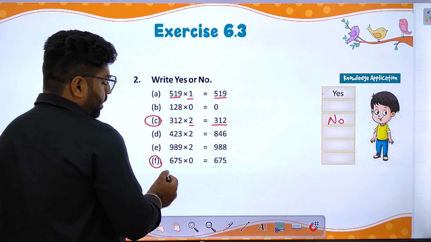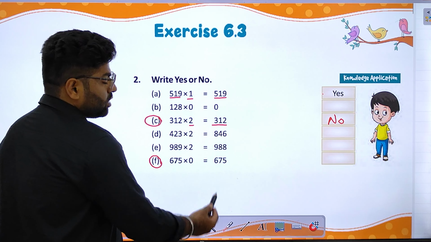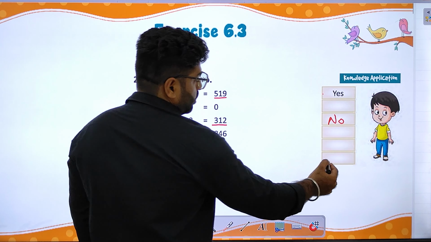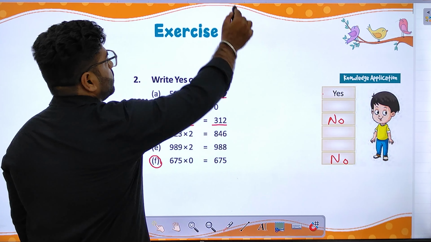Okay, let's pick one more part, that is F part. 675 multiplied by 0 is 675. No. This is also wrong, because here we are having 0.